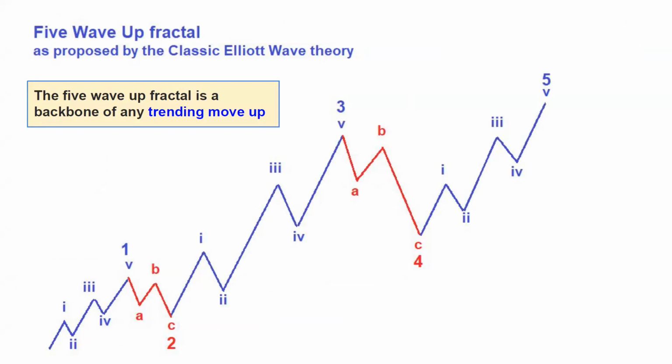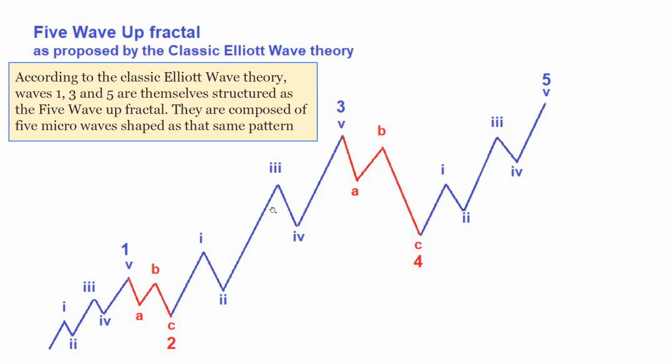So everybody knows that the backbone of the wave analysis is that 5-wave up fractal or 5-wave down fractal. And the Elliotticians believe that every trending move up normally follows that route when we have 5 waves up. And according to the classic Elliott wave theory, waves 1, 3, and 5 are themselves structured as the same 5-wave up fractal, but of a smaller size. So in theory, it sounds great that we have that perfect 5-wave up fractal, and inside waves 1, 3, and 5, we have small 5-wave up fractals.